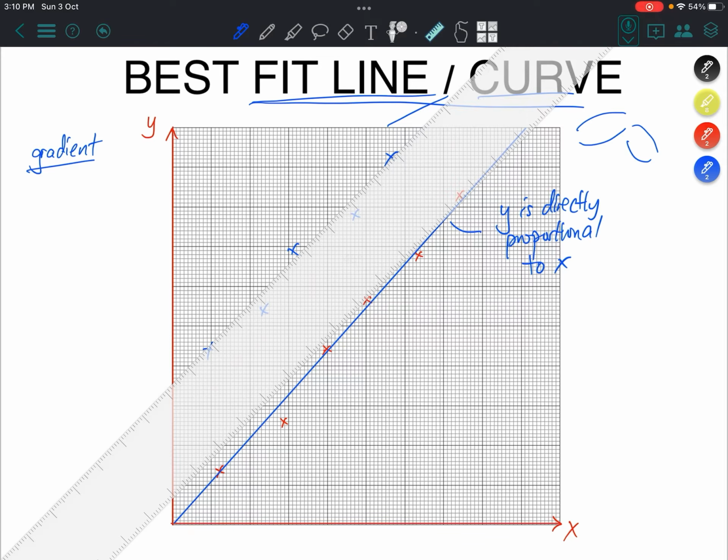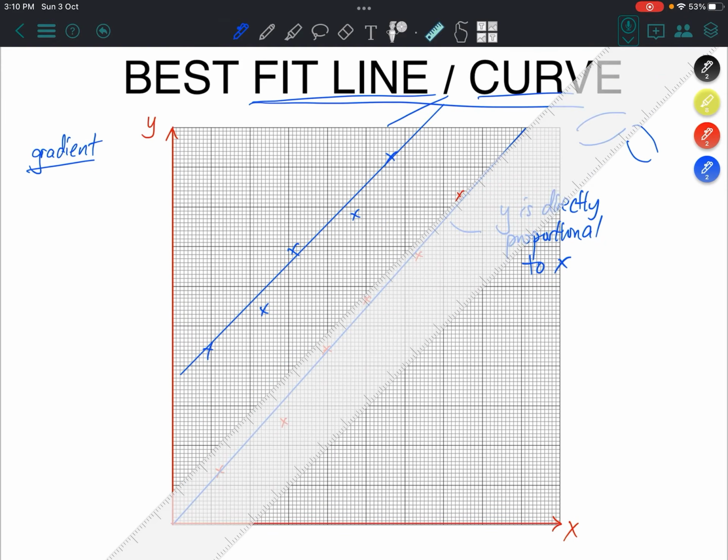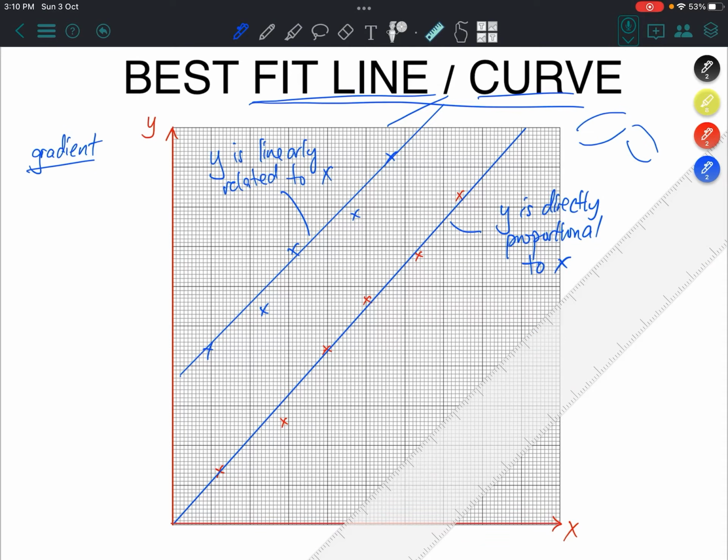But what if my points were to be along here, and I draw my best fit line, and I know that 0, 0 should be a sure pass-through point, but you do not care about your theory, you just draw your best fit line? If that's the case, you will conclude that y is linearly related to x. So both are straight lines, but the conclusions for the relationship between y and x are different.